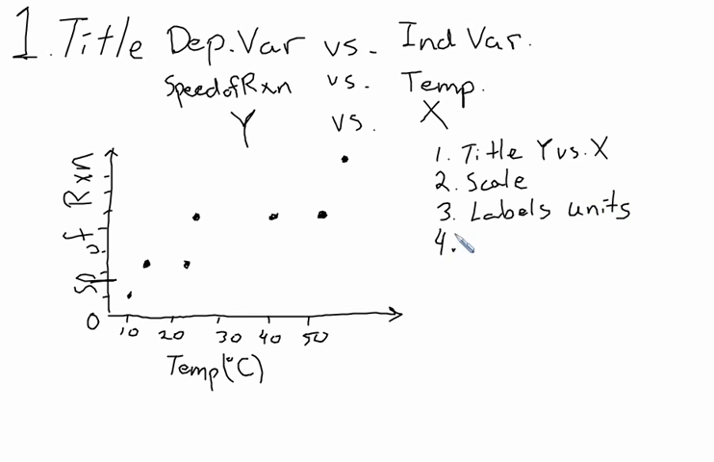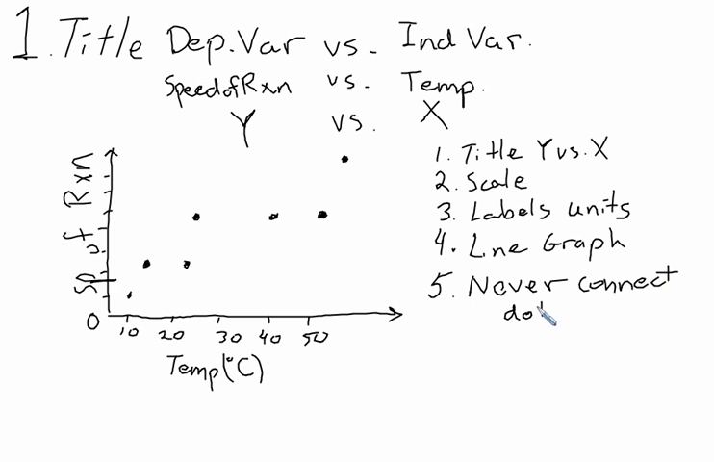Four, always make a line graph or a scatter plot. And last but not least, never connect the dots, because of the very reason that your data might not always be 100% in line or a perfect shape or form. Okay, so that's it for now.